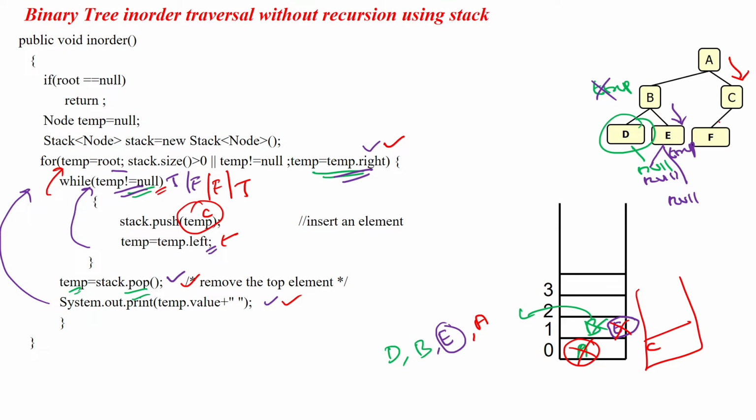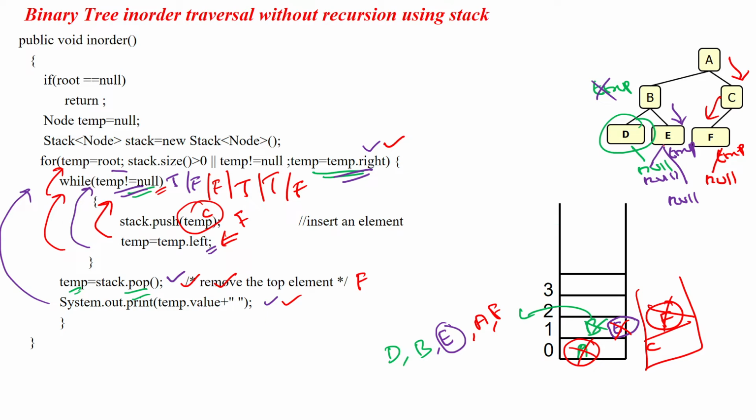So now we are taking temporary dot left. So temporary dot left is the new temporary. So f becomes the new temporary. Again we are checking temporary not equal to null. Yes it is true. Then we are pushing f into the stack. Then again we are checking temporary dot left. So here f dot left is null. So again we are going back, temporary not equal to null, which is false. It comes out of the loop, so we are popping the temporary. So f is popped out and printed.